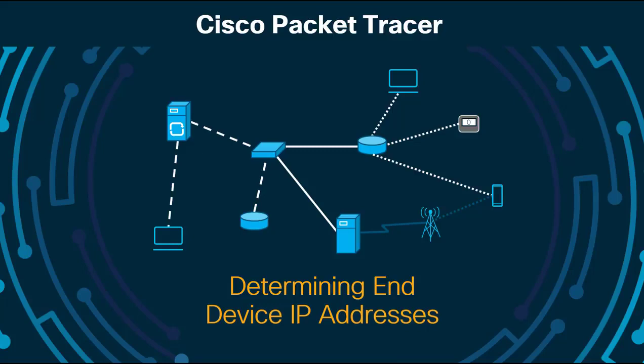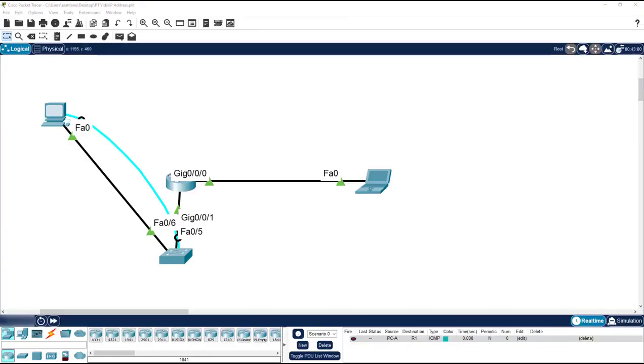Welcome to Cisco Packet Tracer, determining end device IP addresses. In Cisco Packet Tracer, there's a couple different ways to determine an IP address on a device. Let's take a look at the PC here on the left.